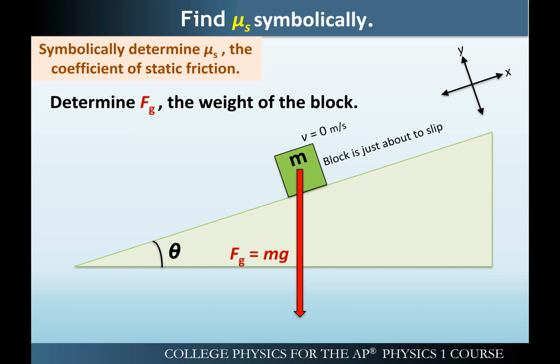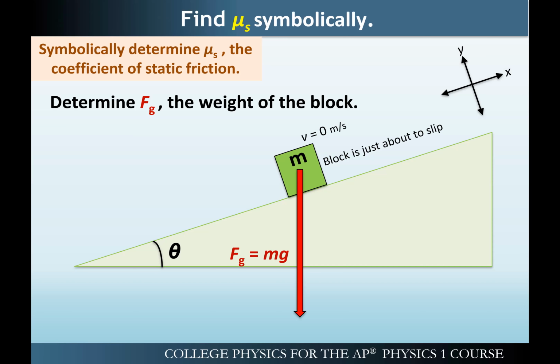Because the question on the exam might say something like, find the coefficient of friction in terms of mass, the acceleration due to gravity, and the angle, or something like that. And so they want you to use certain variables in your final result, or at least show that you've considered those variables in your work.